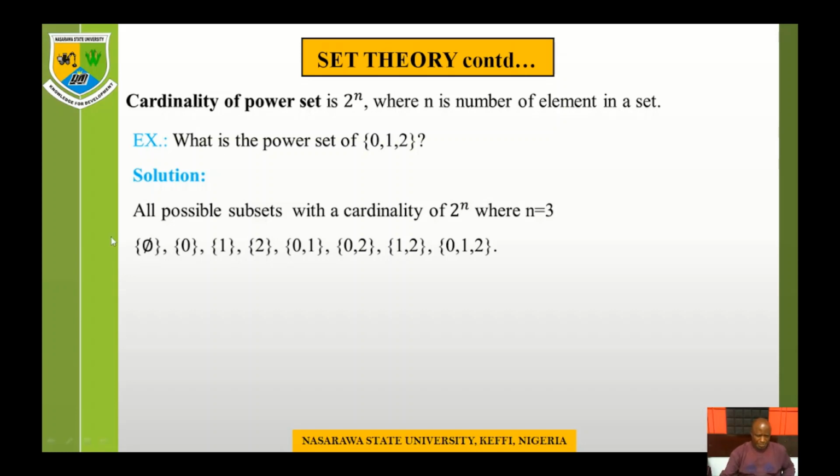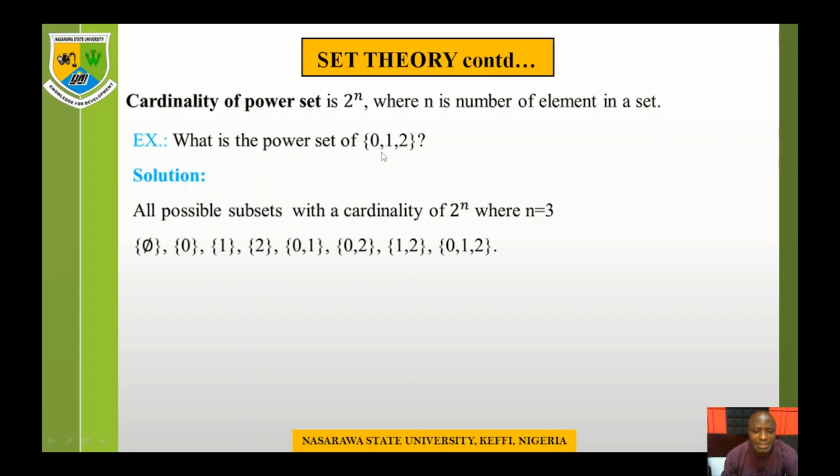So, for example, you have the power set of {0, 1, 2}. What you do is you take all the possible subsets of this set {0, 1, 2}. All possible subsets, with a cardinality of 2 raised to power n. N is the number of the elements here.